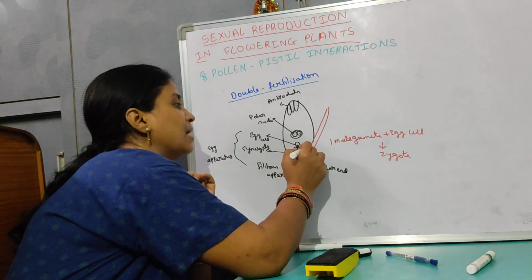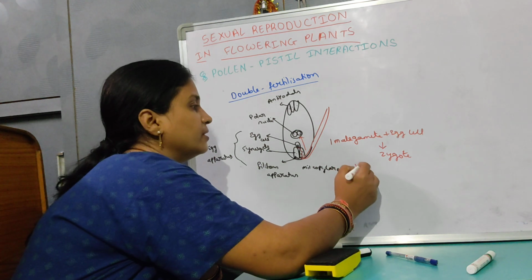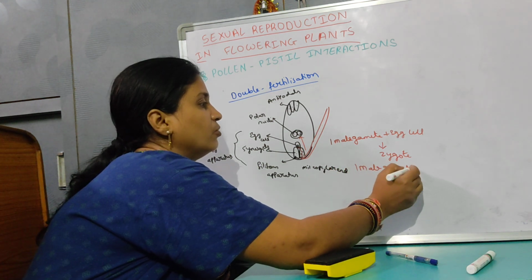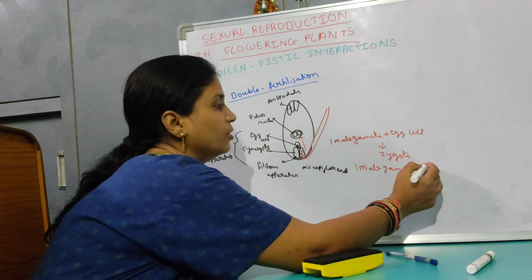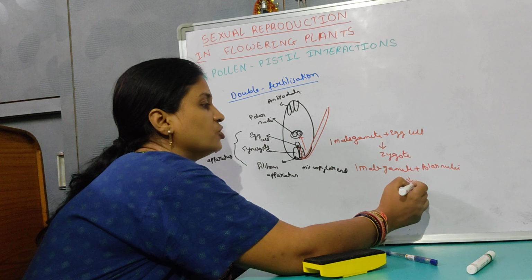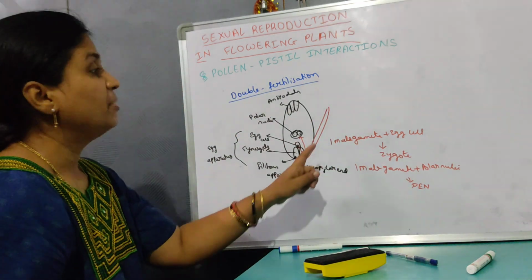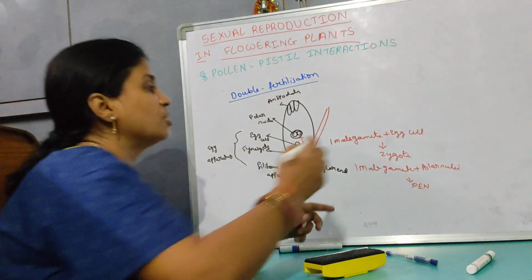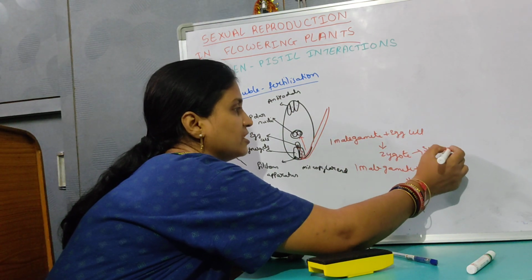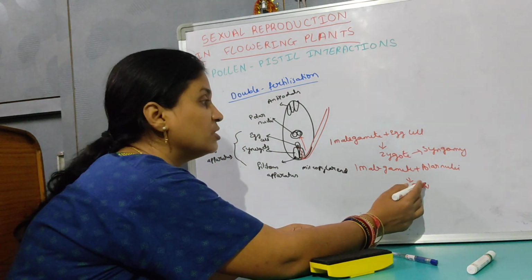Then another male gamete will be entering into the polar nuclei, central nuclei, and fusing with the polar nuclei, resulting in the formation of primary endosperm nucleus. So the male gamete, when it is fusing with the egg cell, such type of thing is called syngamy, or the fertilization. Here another male gamete is again fusing with the polar nuclei.